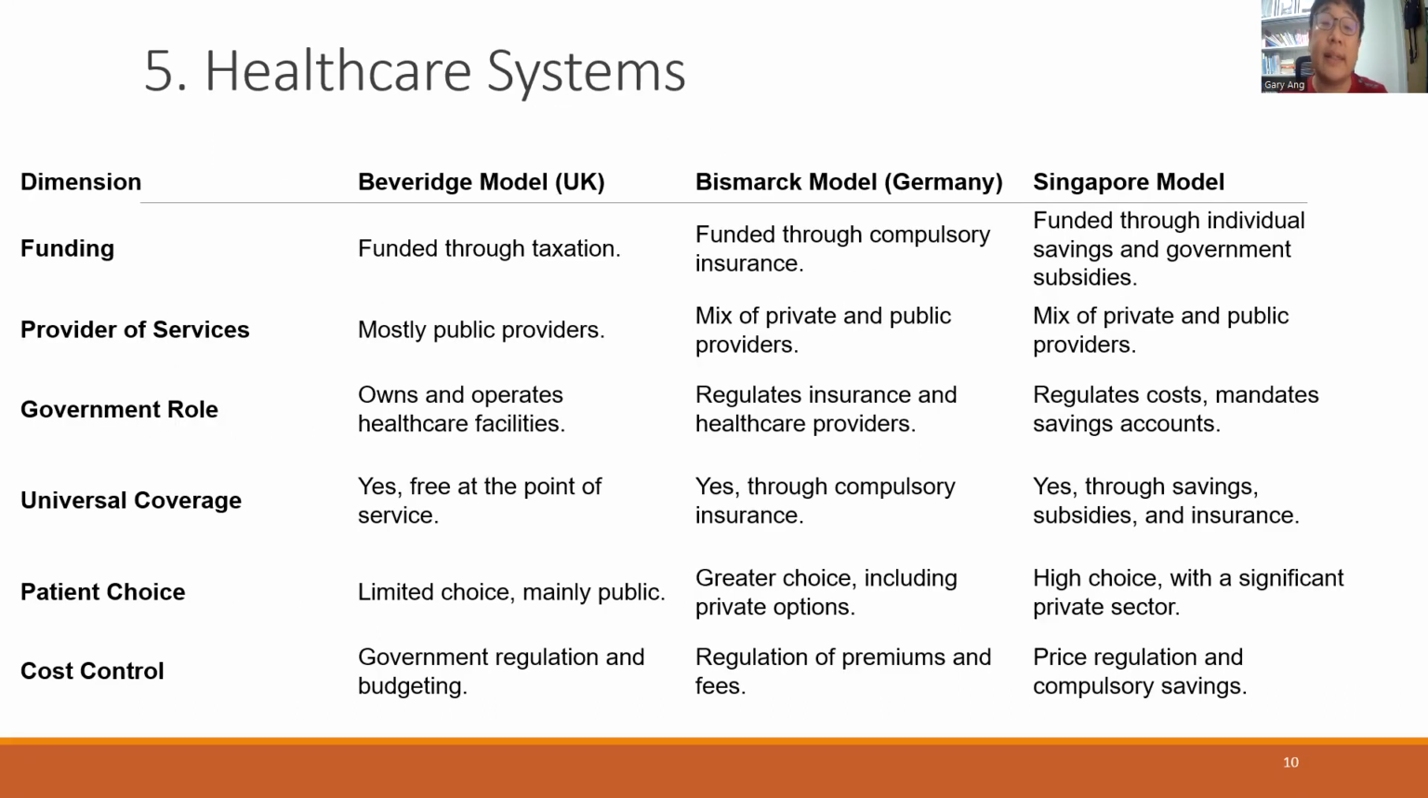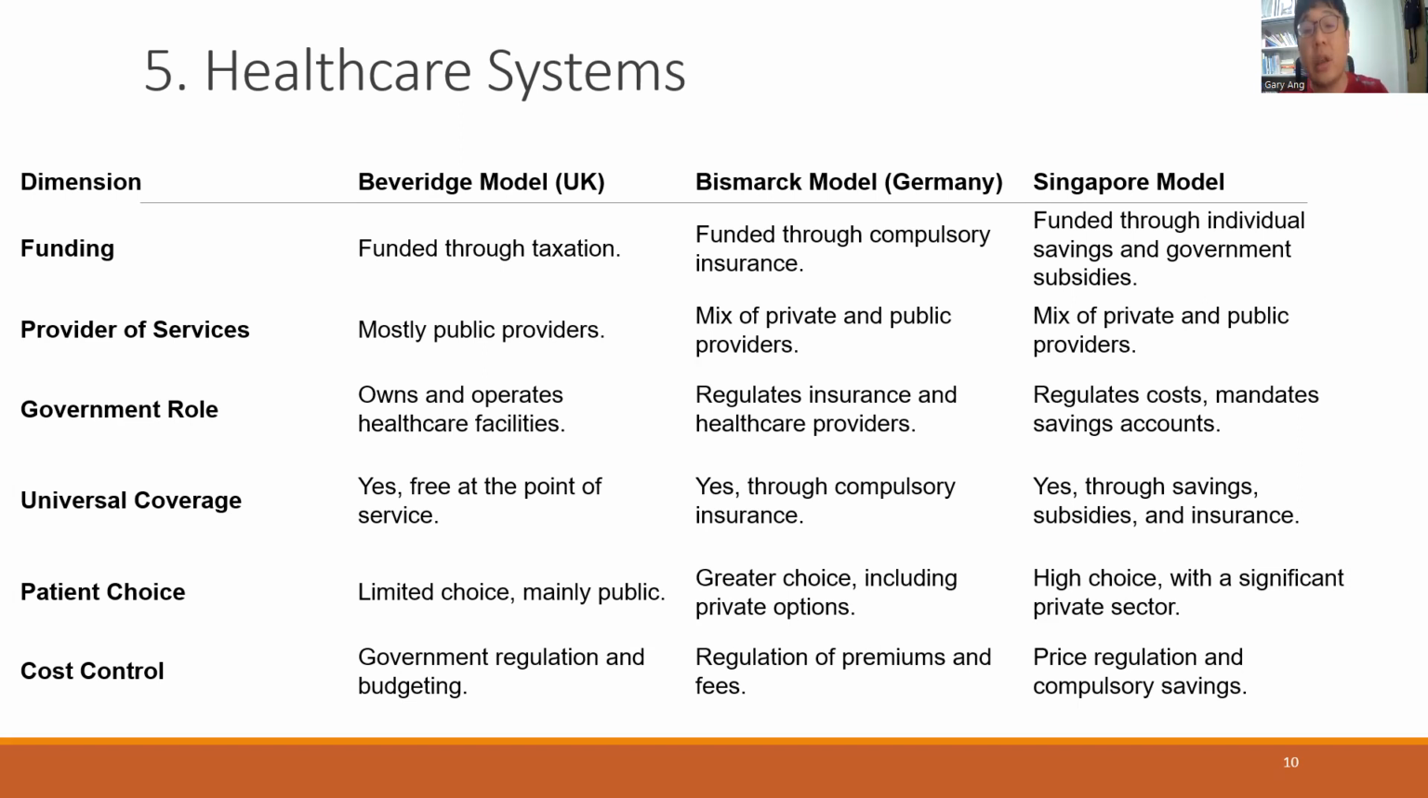Finally, we talk about healthcare systems. The UK system, which is the Beveridge system, is funded primarily through taxation, whereas a Bismarck model is more ground up in the sense that it's funded through compulsory insurance, in this case mainly from company-sponsored insurance. In the Singapore context, we actually use a series of individual savings in the form of MediSave, as well as compulsory insurance, MediShield Life. And for those who require better quality services, they may even buy a private shield plan.